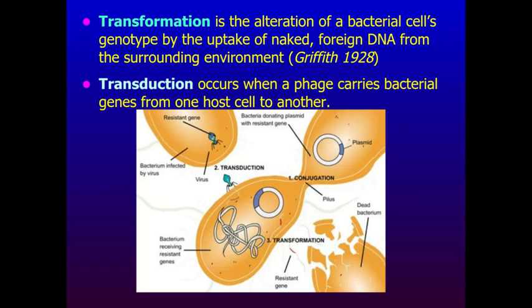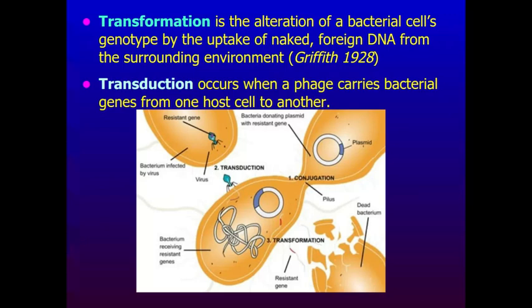He didn't really know. But now we know that when those heat-killed cells were mixed with the living rough cells, their DNA was taken up by the living rough cells, and that transformed them into those smooth cells. So that's that uptake of DNA from the environment.